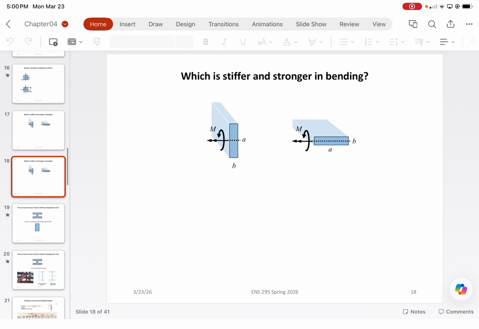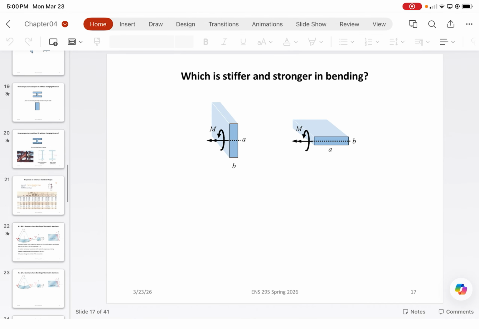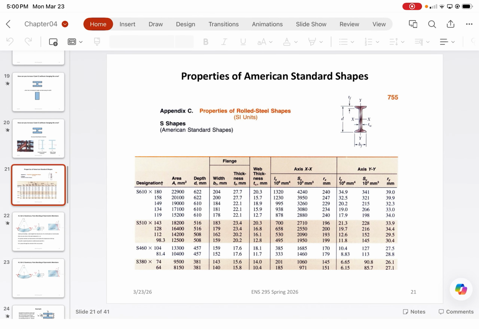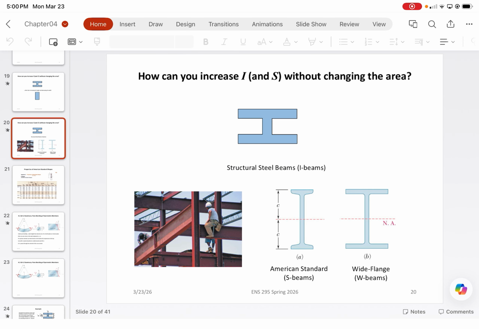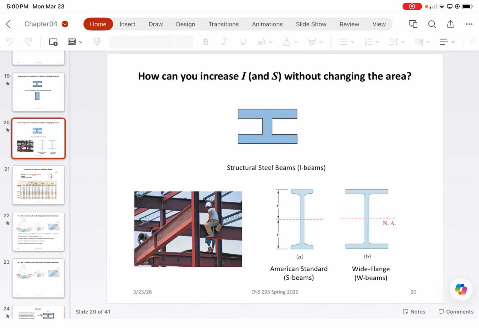So last class, we started our conversation on pure bending and the design thereof, where we talked about the stress distributions within flexural members, and we discussed these new terms, S for the elastic section modulus.